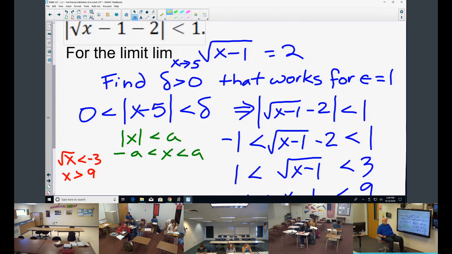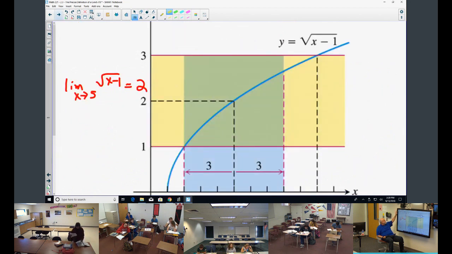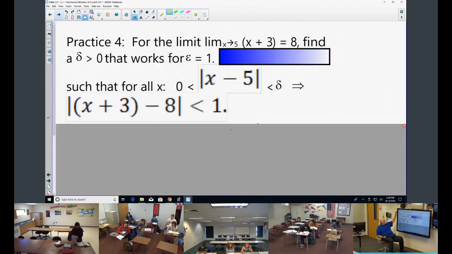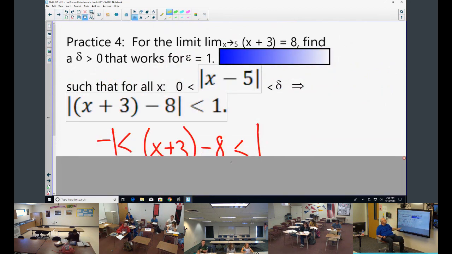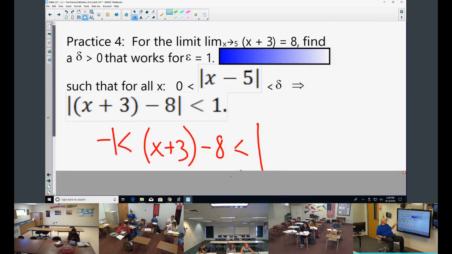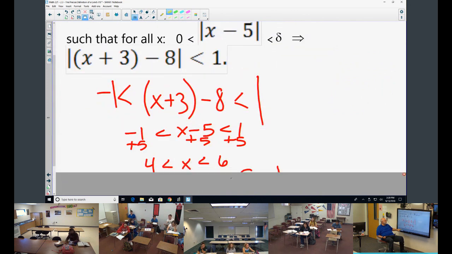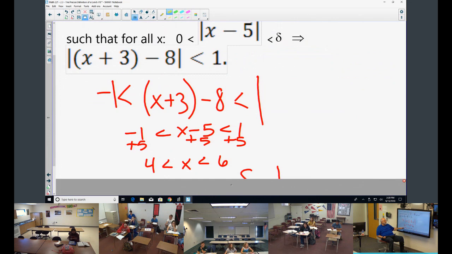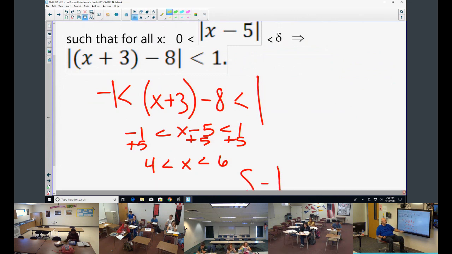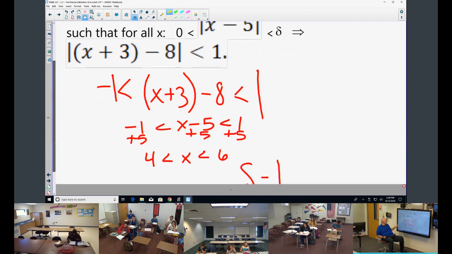Oh, you've got less than a minute. Let me see if I can help you out, because this is actually the last problem for today. When you solve this, you get 4 is less than x is less than 6, and so your delta is going to be 1.